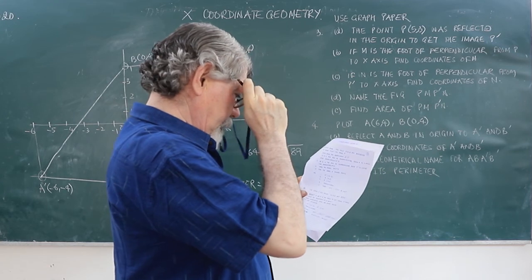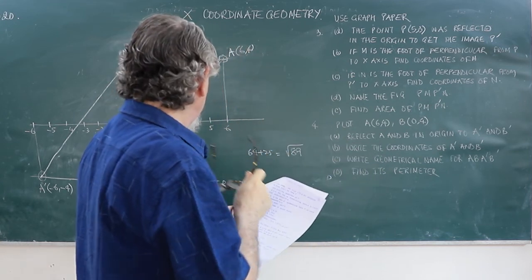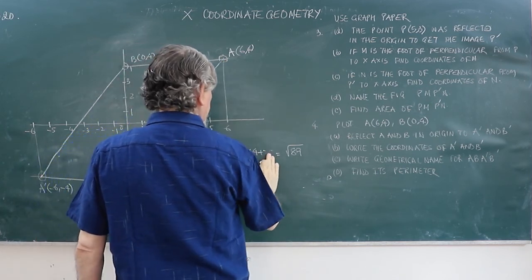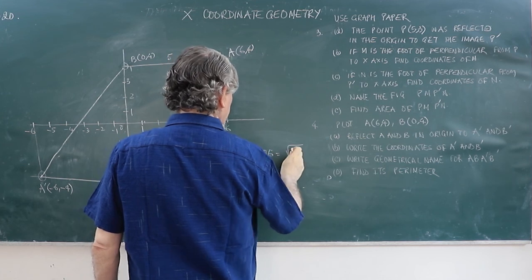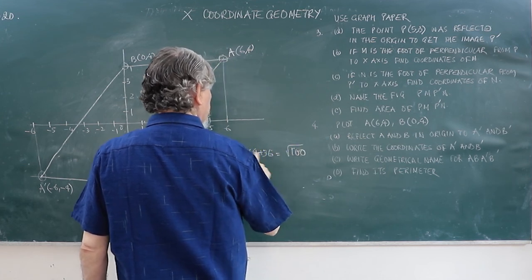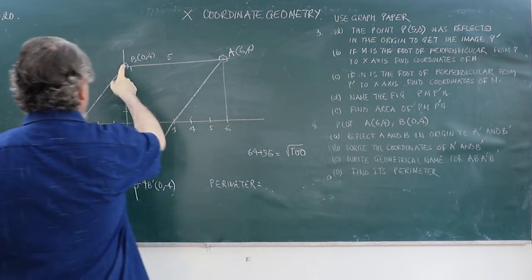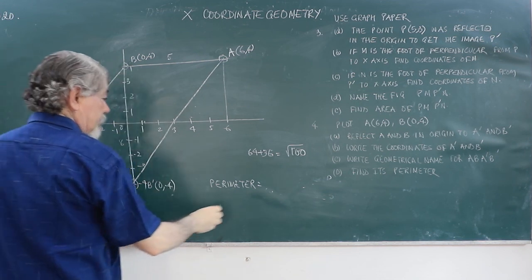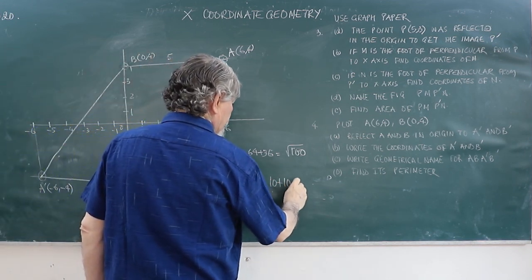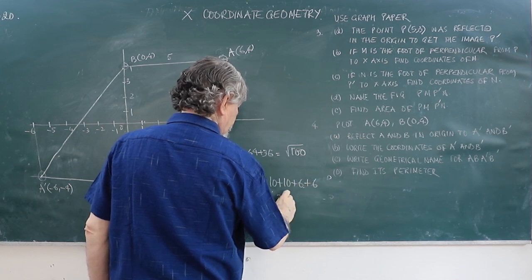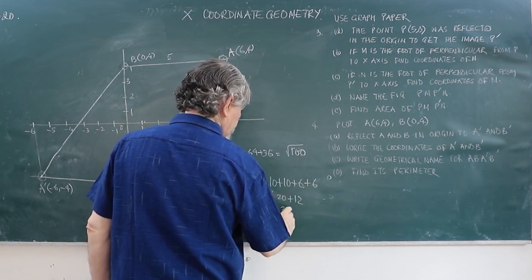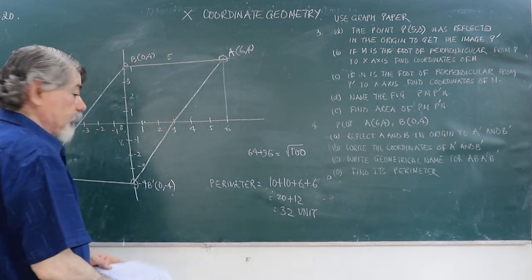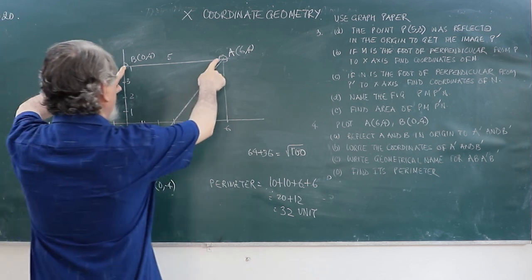Yes, it's a parallelogram. 8 square plus 6 square. This length is 6, not 5. 6 squared is 36. So it will become 100. So obviously this will become 10, 10, and this length is 6 again. So perimeter will be 10 plus 10 plus 6 plus 6. 20 plus 12, 32 unit. Because what has happened there, this is not 5 as we are writing.